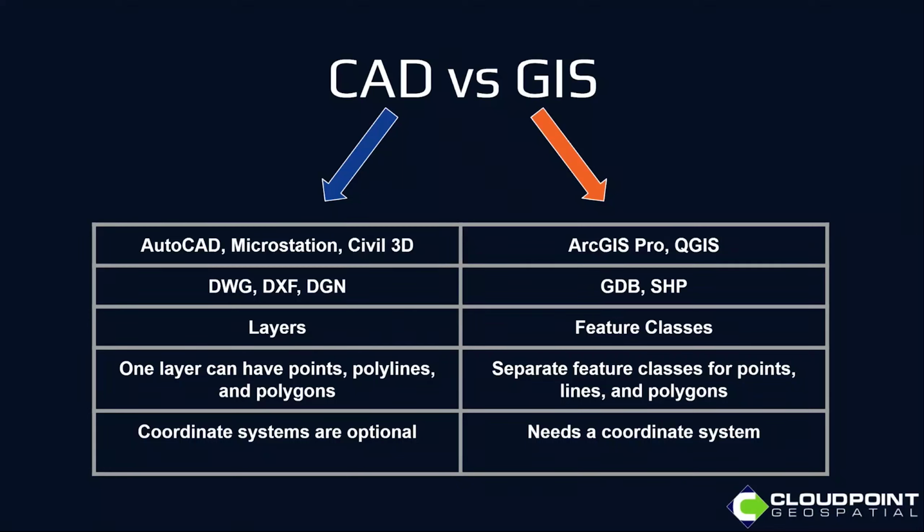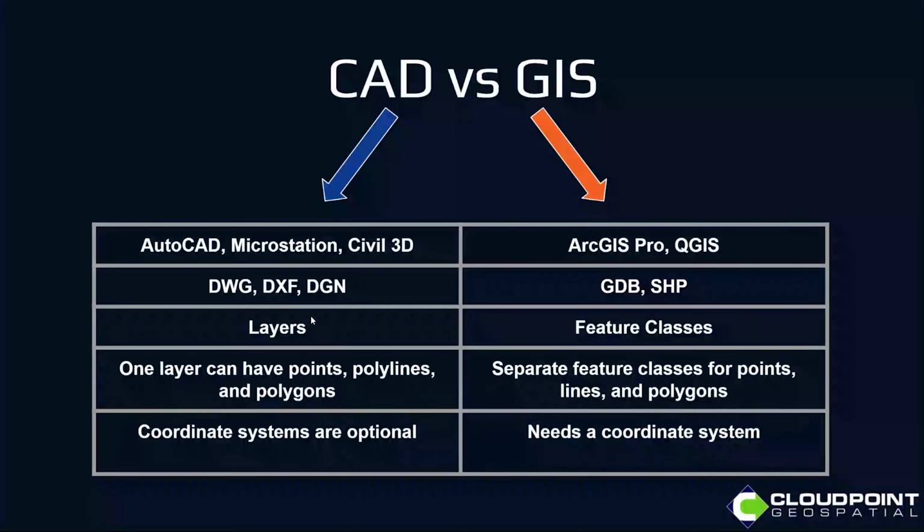All right, so some key differences. In CAD, we're talking about layers. In GIS, we're talking about feature classes. Sometimes these get confused, and I've been guilty of talking about layers in GIS myself. Really, they're just counterparts for the same kind of data in both software packages. You can toggle layers on and off in CAD, and you can toggle feature classes on and off in GIS. It's how the data is structured.